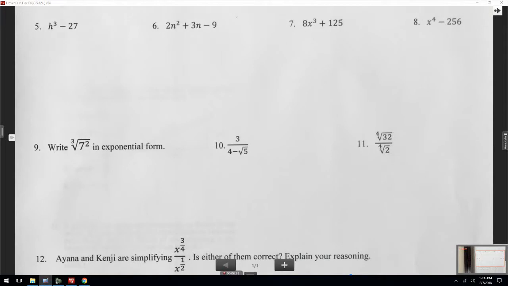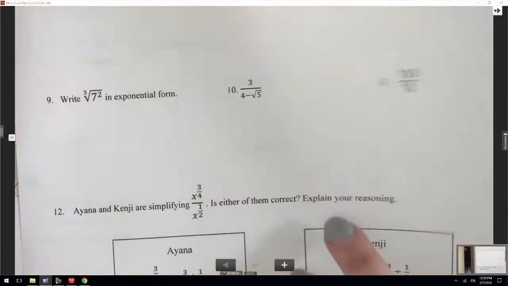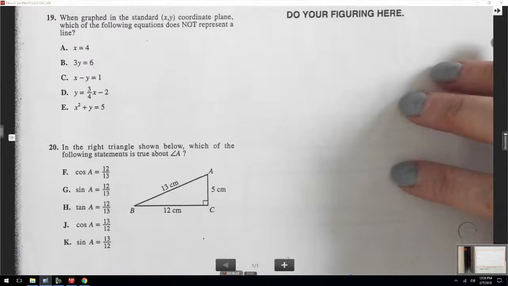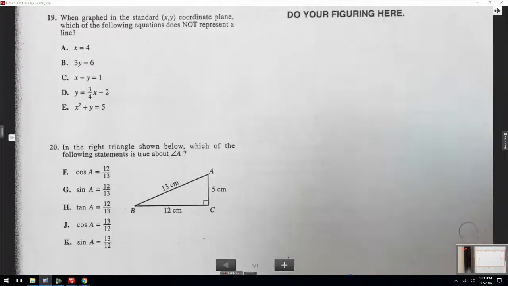You want to do the subtraction ones. All right, here we go. Grab your ACT. Dang it. What time are you leaving, at 1 o'clock? Yeah, we should be done by then, hopefully.